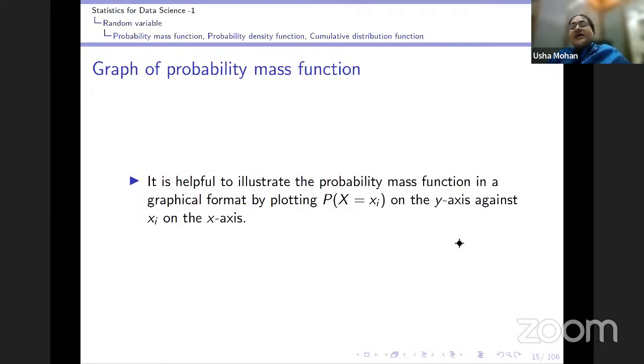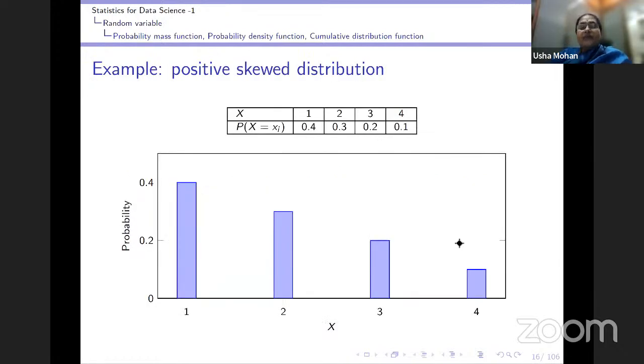The next thing is the shape of the distribution. We can plot the probability mass function with the values the random variable takes on the x-axis. For example, here x takes the values 1, 2, 3, 4. This is a probability mass function because each probability is greater than or equal to 0 and they add up to 1: 0.4 plus 0.3 is 0.7, 0.7 plus 0.2 is 0.9, 0.9 plus 0.1 is 1.